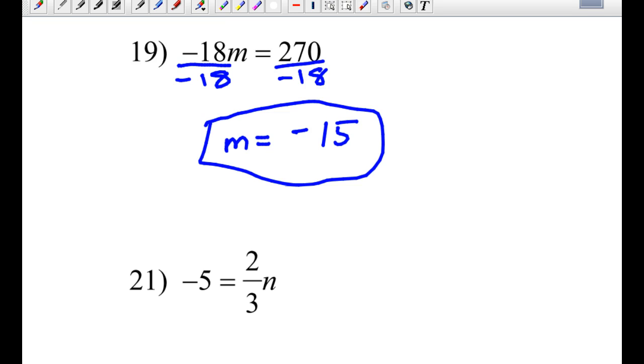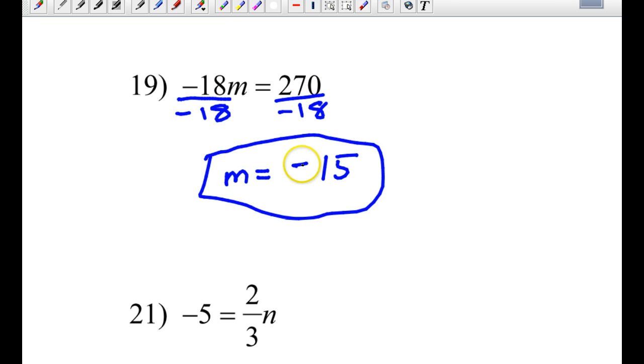Yep. So 15 isn't right? Negative 15. Negative 15. That's right. 270 positive divided by negative is negative. Yep. Negative. Signs don't match. Yep.